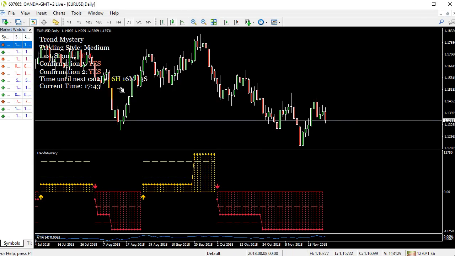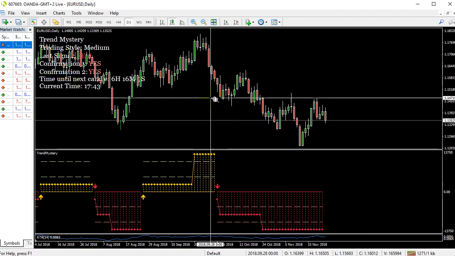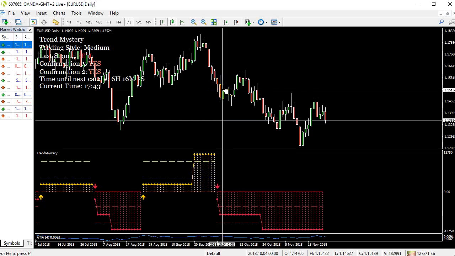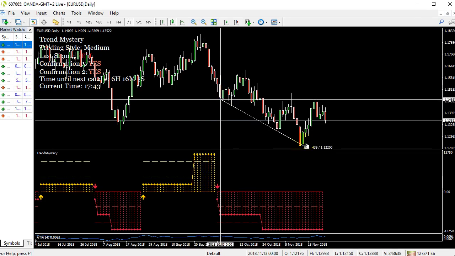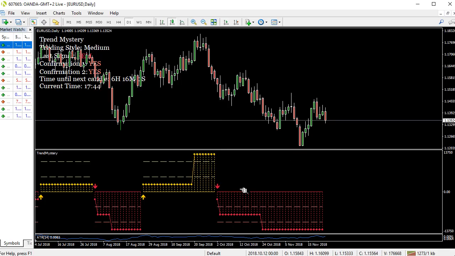Well, look, Euro US dollar is in a trade. If people want to take a look at it, we can take a look at it. Took out this low, right? So we're in a short trade here, and price has gone 247 pips.